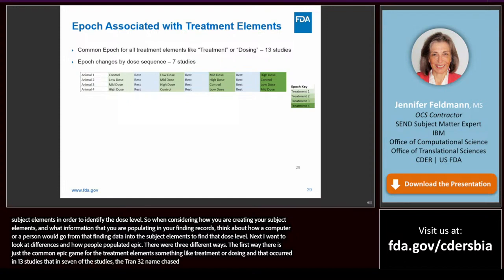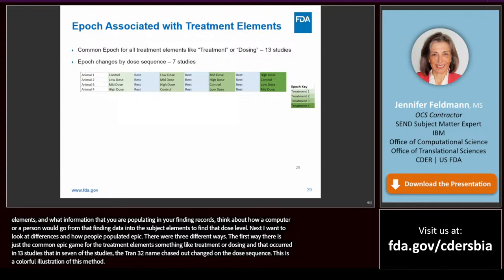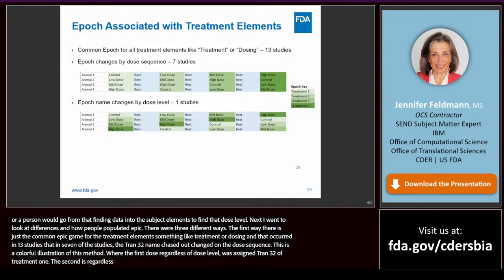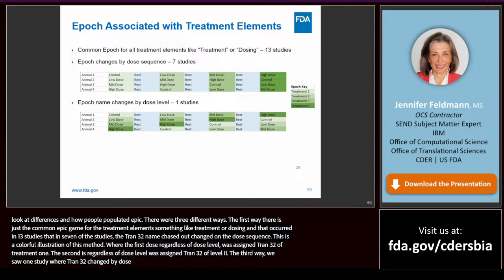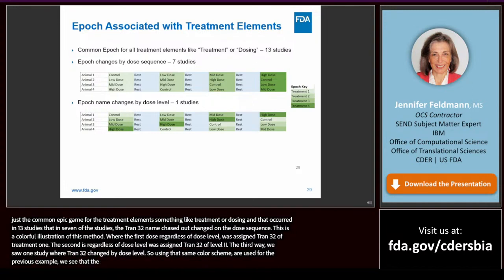Then in 7 of the studies, the epoch name changed based on the dose sequence. So this is a colorful illustration of this method where the first dose, regardless of dose level, was assigned an epoch of treatment 1. The second dose, regardless of dose level, was assigned an epoch of treatment 2, etc. And then the third way, we saw one study where the epoch name changed based on dose level. So using that same color key I used for the previous example, you can see that the controls are all treatment 1, the low dose was all treatment 2, mid dose treatment 3, high dose treatment 4.